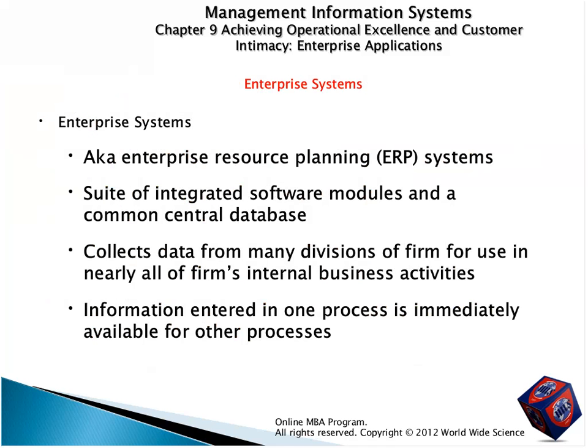So what is an enterprise system? An enterprise system is also known as enterprise resource planning, or ERP, system. It is integrated software which controls all the different parts of our departments. They use a centralized database to connect and manage all the different systems in our company. We collect data from many divisions of the firm for use in nearly all of the firm's internal business activities. Information entered in one process is immediately available for other processes. AKA means also known as: enterprise system, also known as enterprise resource planning.